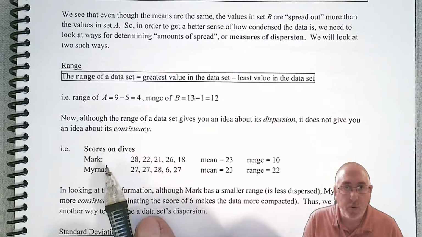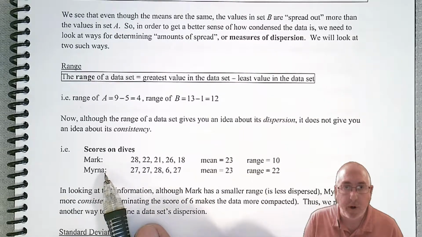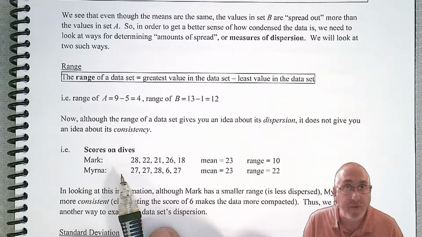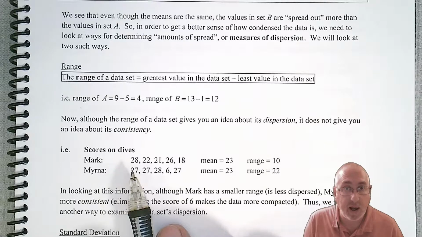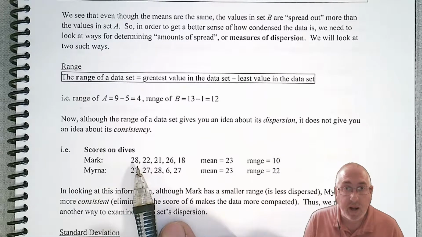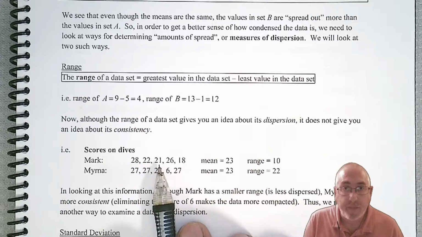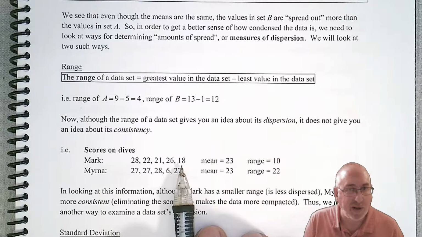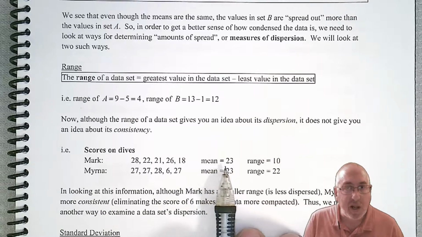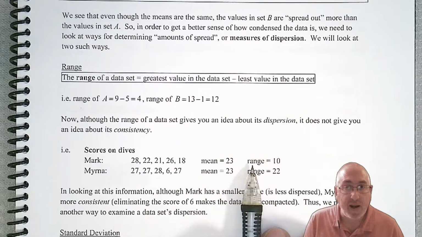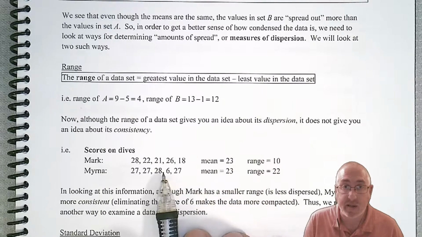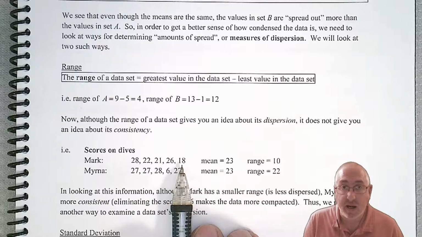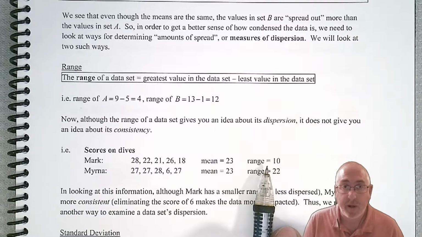We have two divers, Mark and Myrna, and they dive 5 times, and out of 30 points that they can get, Mark gets a 28, a 22, a 21, 26, and his last dive wasn't that great. He only got a score of 18. Now his mean is 23 and his range is 10, because again, the highest minus the lowest. So 28 minus 18 gives us that range of 10.